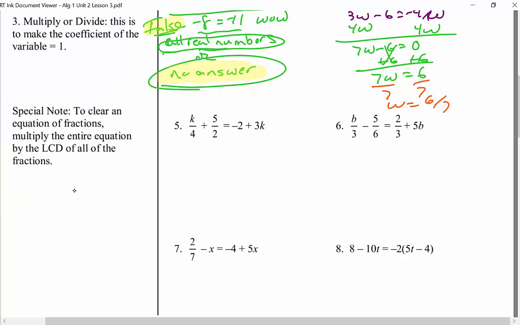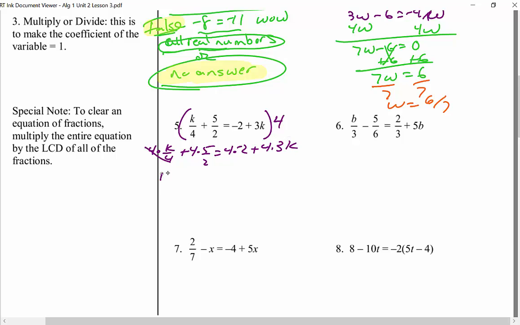We'll practice with a little multiplying. On this problem, we want to get rid of the fractions. So the common denominator for 4 and 2 is 4. So we're going to take 4 times k over 4 plus 4 times 5 halves equals 4 times negative 2 plus 4 times 3k. We're going to multiply everybody by 4.